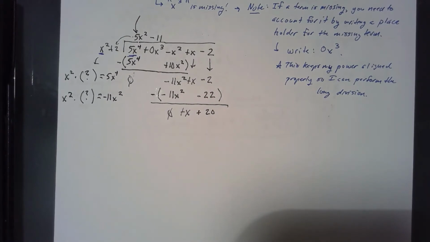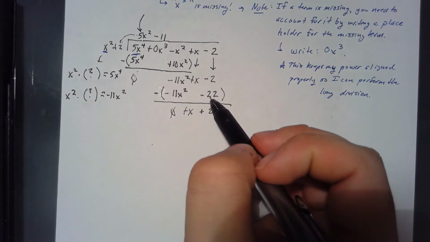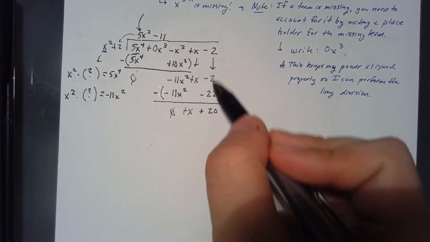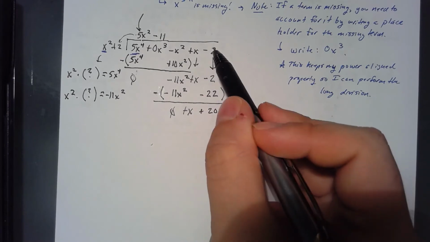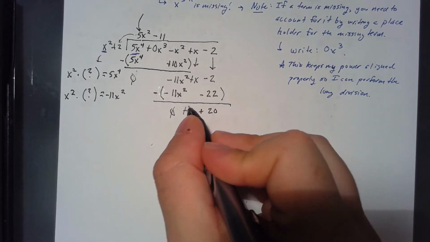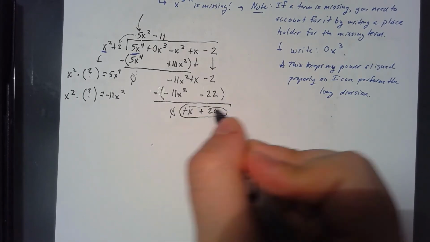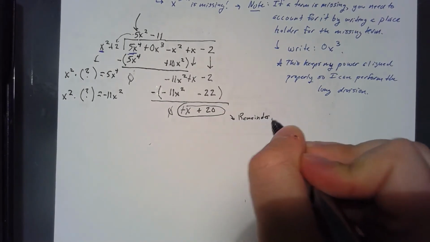All right. Now, how do I know I'm done? Well, my constant term was already accounted for when I brought it down, because I had a negative 22 here. So I'm combining that constant term with the constant term in my dividend. That's how I know I'm done. I have no more terms to bring down. So this right here is my remainder, x plus 20. I'm done with the division process.